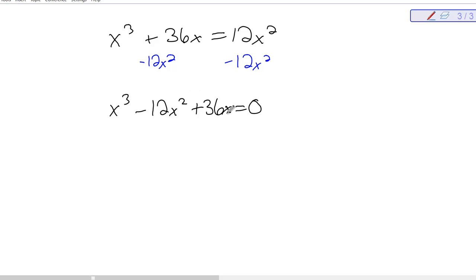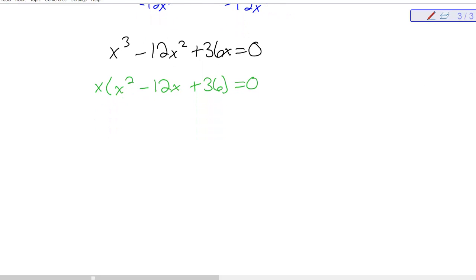And then I'm going to say, okay, can I factor anything out? What is my greatest common factor? Well, my greatest common factor is going to be an x. So I'm going to factor out an x. That's going to leave me with x squared minus 12x plus 36 equal to 0. At this point is whenever I can factor this x squared minus 12x plus 36. So I want to find what multiplies to give me a positive 36, but adds to give me a negative 12.